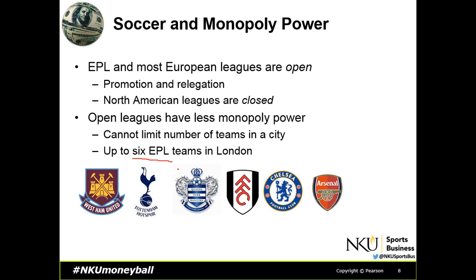Like, this is from last year, I think. So all of these teams might not still be in the Premier League. But anyway, there were 6 EPL teams in London at one time, and that's because there's a lot of money in London, right? So the lower level teams are based in different areas in London, some of these teams really close to each other. Tottenham and Arsenal are very close to each other.